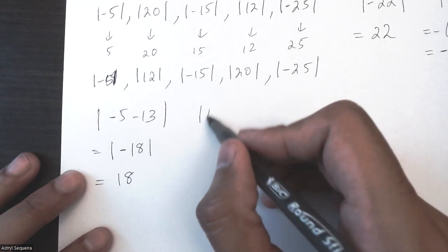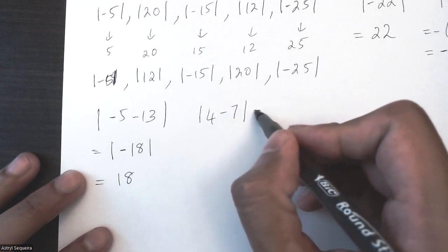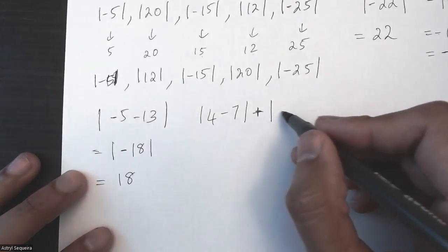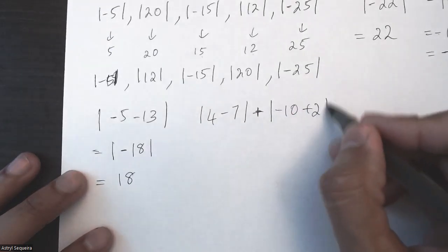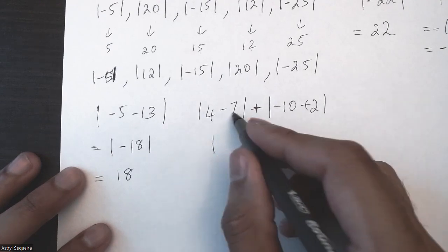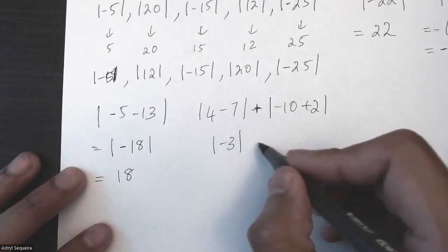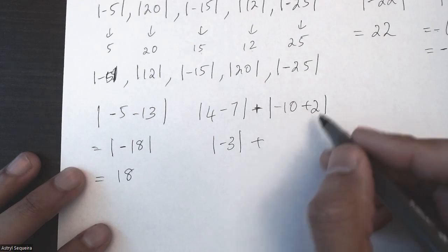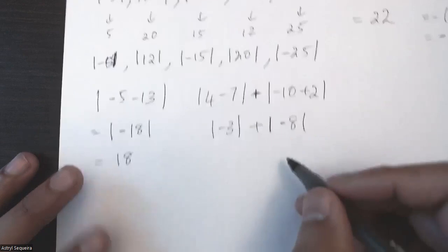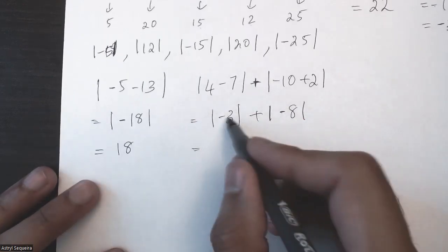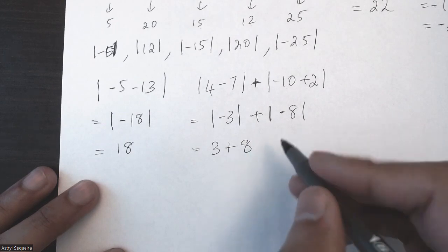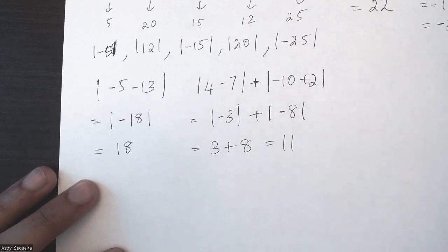Next one, we have the absolute of 4 minus 7 plus the absolute of -10 plus 2. So again, I'll do the insides first. 4 minus 7 is -3. -10 plus 2 is -8. And then the absolute of -3 is 3. The absolute of -8 is +8. And 3 plus 8 is just 11.